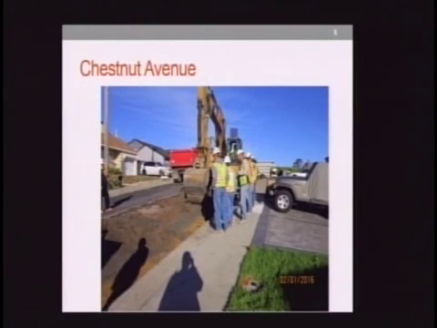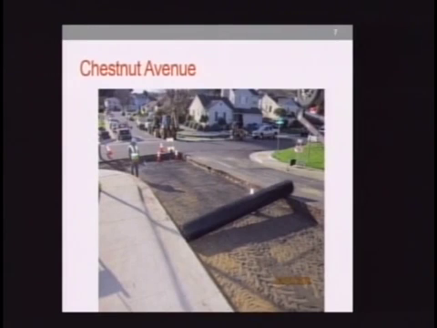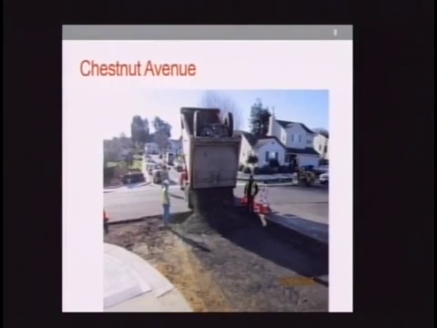Staff encountered a similar oversaturated soil situation at the 700 block of Chestnut Avenue, where new subgrade material was also brought in. Here are some pictures of Chestnut Avenue where excavation is being performed. Another picture shows the geofabric material being installed on the existing subgrade, and this last picture shows the aggregate material being brought in and will be spread and compacted.